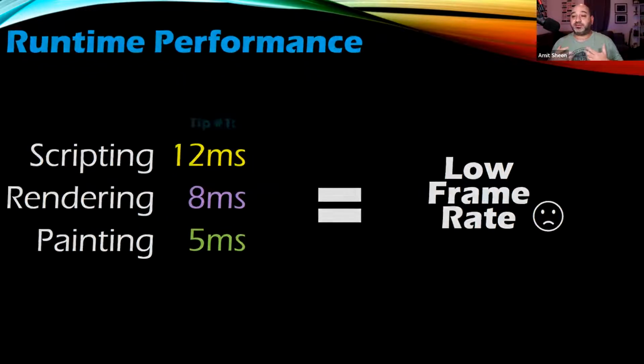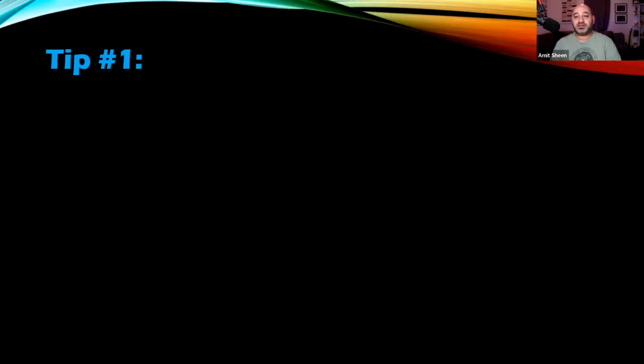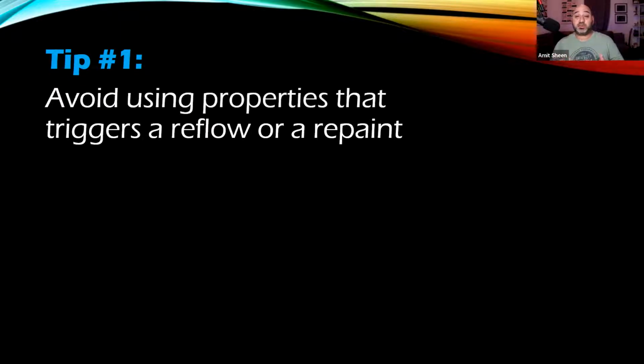So the first tip, and the main tip regarding performance in CSS animations, is to avoid using properties that trigger a reflow or a repaint. It sounds reasonable, but which properties trigger what? You can use a bit of common sense: if you change something that affects other elements, it causes a reflow. And if you change something that causes a visual change on the screen, it causes a repaint.